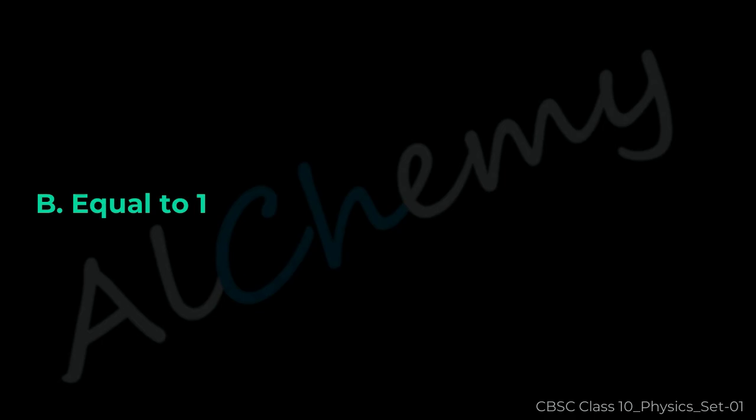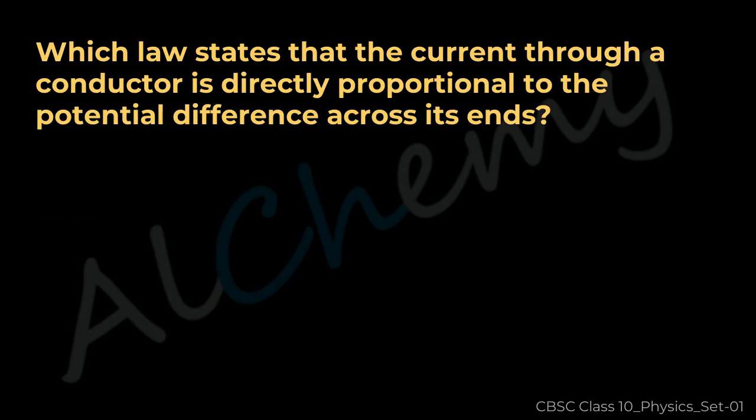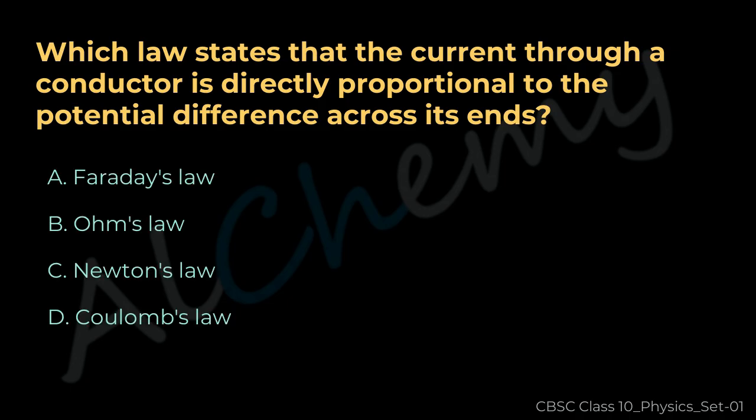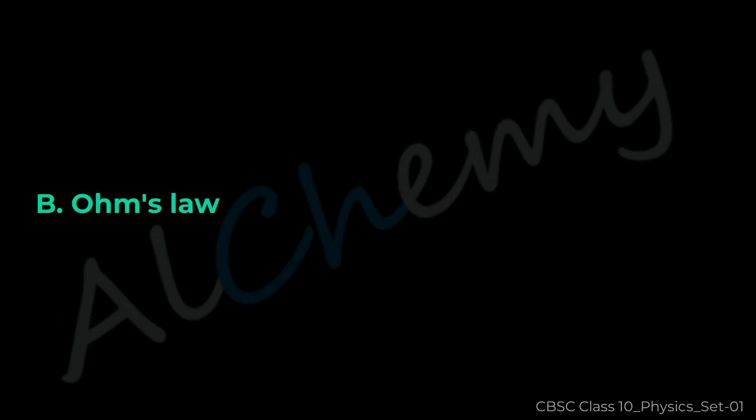Equal to 1. Question 19. Which law states that the current through a conductor is directly proportional to the potential difference across its ends? A. Faraday's law, B. Ohm's law, C. Newton's law, D. Coulomb's law. The correct answer is B.